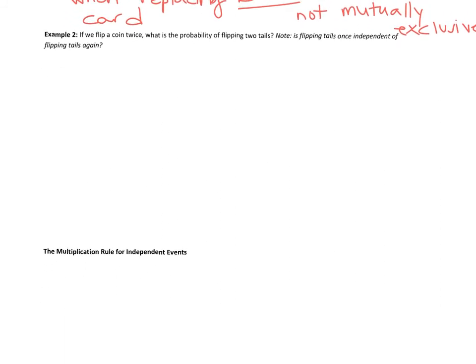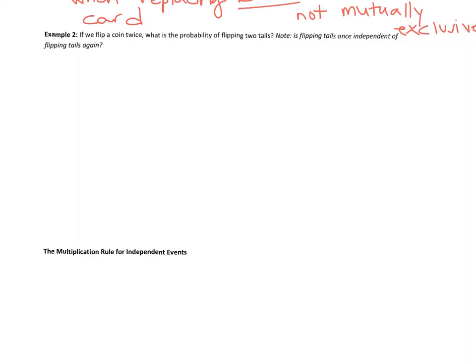Let's go on to our regularly scheduled program. So we're going to be flipping a coin twice, and we want to know the probability of flipping 2 tails. Okay, and these are independent events. I have this little note: is flipping tails once independent of flipping tails again? Absolutely. Every time we flip a coin, it's independent of whatever we got before.